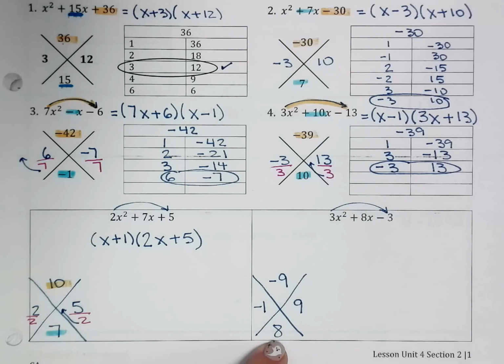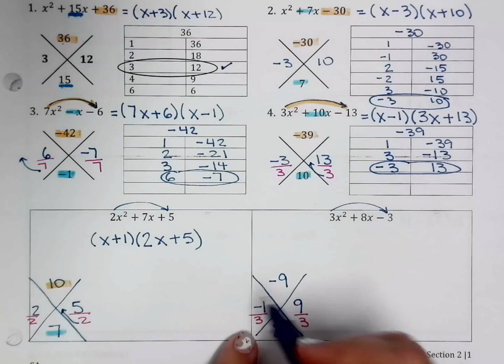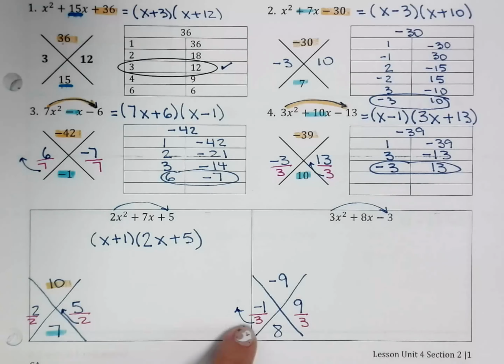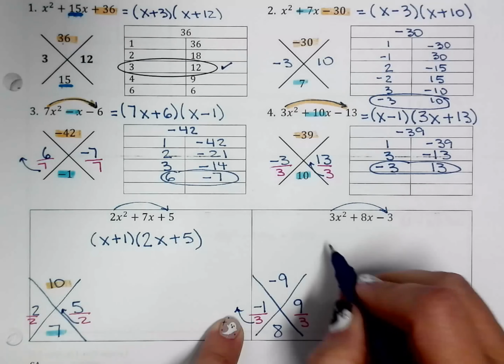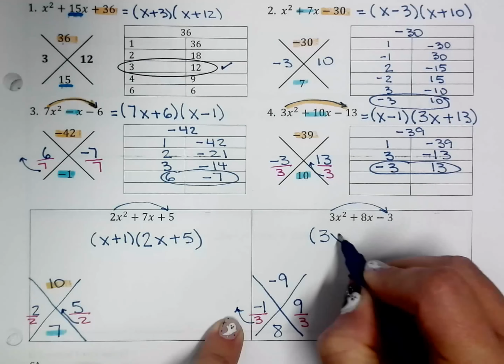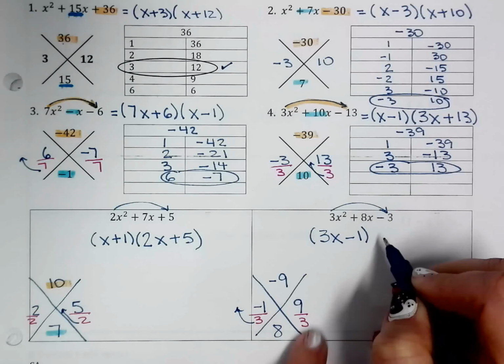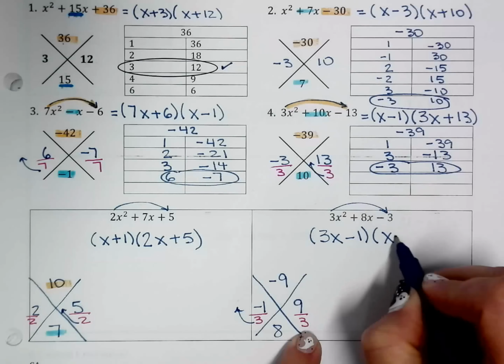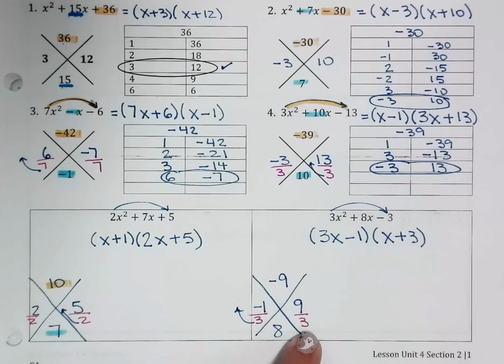Undo, so divide by 3. This one simplifies, this one doesn't. Okay, that one goes up to the front. So I have 3x minus 1, and this one simplifies down to x plus 3. Okay?